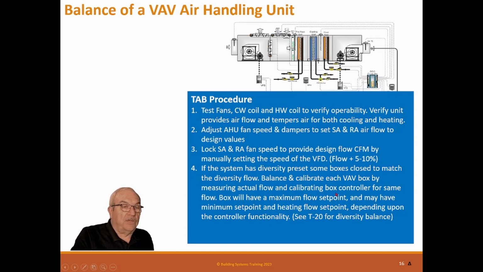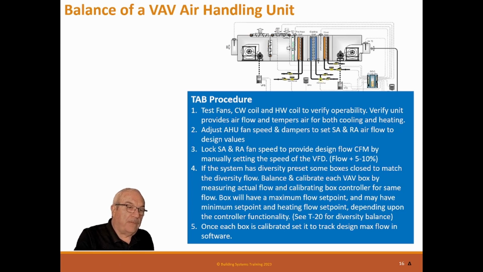See T-20 for diversity flow if it has diversity. Once each box is calibrated, set it to track the design flow in software. So basically, you went and you commanded the damper full open. Then you went and read the grills, and now you're ready to calibrate that box to a different flow than what it has, thinking it has at full open, because the box will be reading a CFM.